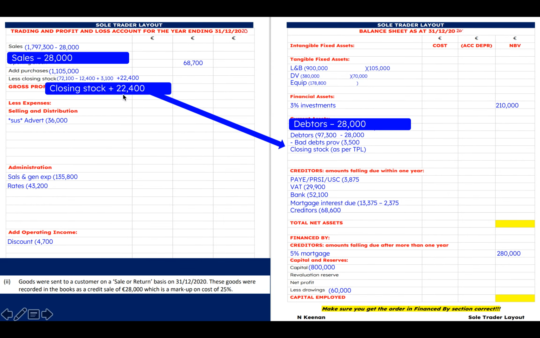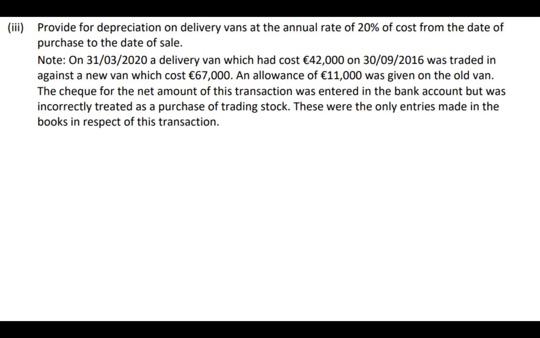How did I get the 22,400? Well, I got 28,000, which is a markup on cost of 25, so that's 125%. So 28,000 divided by 125 multiplied by 100, and that is 22,400 that we added there. And again, here we've nothing to do apart from write down whatever the final figure is from the trading account. So that's an adjustment done. If you understand that and you practice it and you know exactly what to do, it will only take you a minute or so.